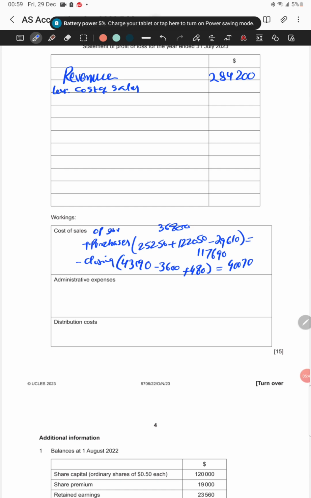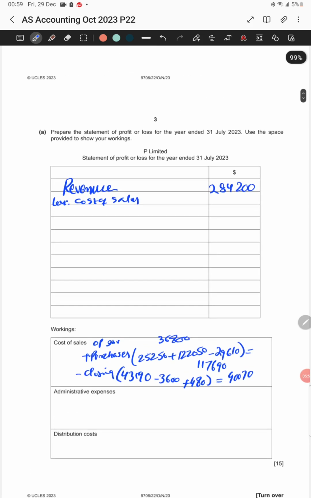Opening inventory plus purchases minus closing inventory will give us cost of sales. So the cost of sales will be 114420. Revenue minus cost of sales, we will get gross profit, which is 169,780. This is the gross profit.